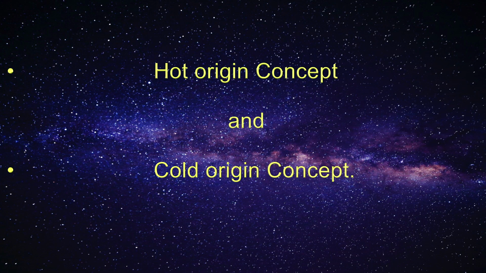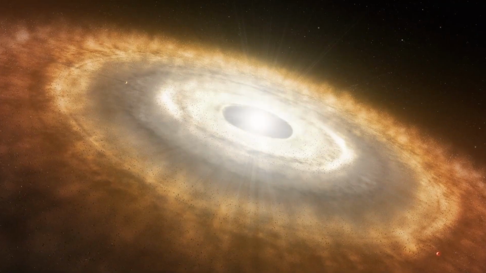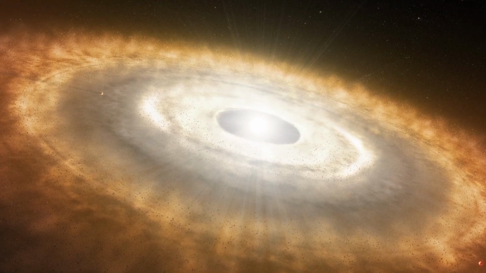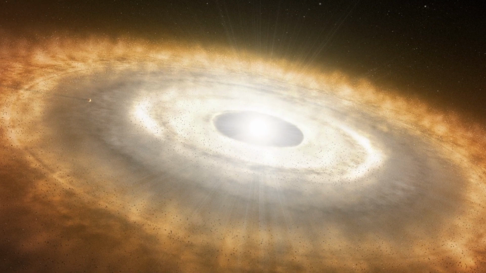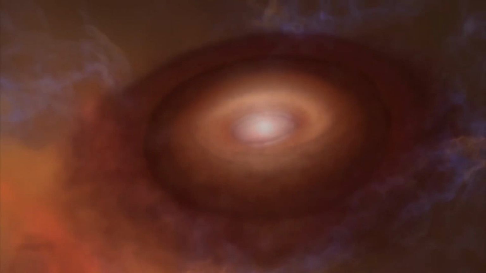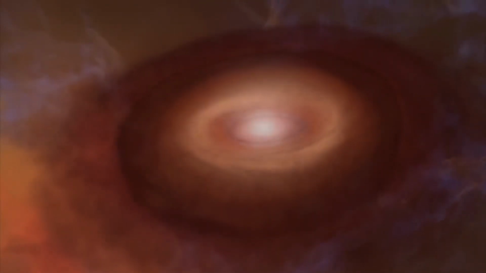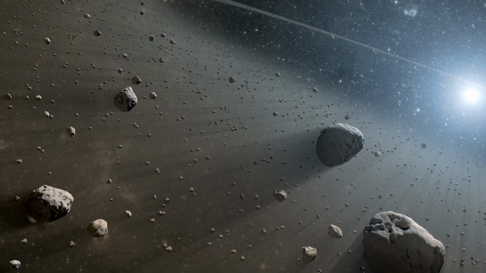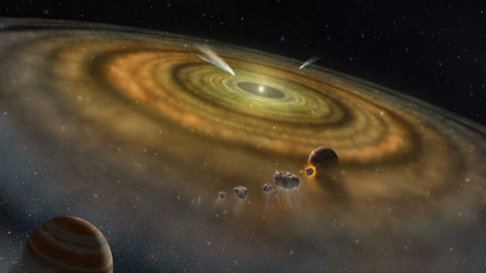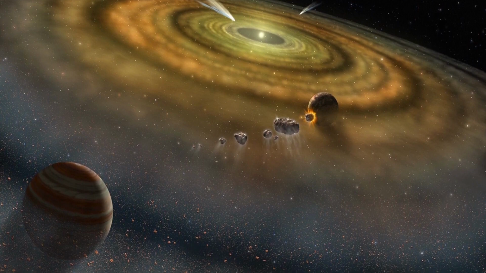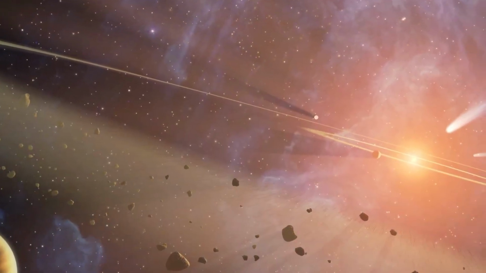The first one, the hot origin concept, and the second one is the cold origin concept. According to the hot origin concept, our solar system and the earth are believed to have been formed from matter which was initially hot and heated up in the process of the origin of the earth or solar system. The cold origin concept: the solar system was formed from matter which was either initially cold or was cooled down in the process of the origin of the earth.